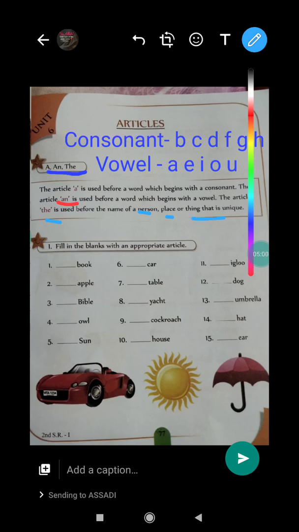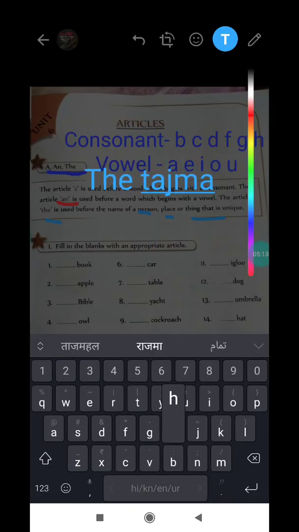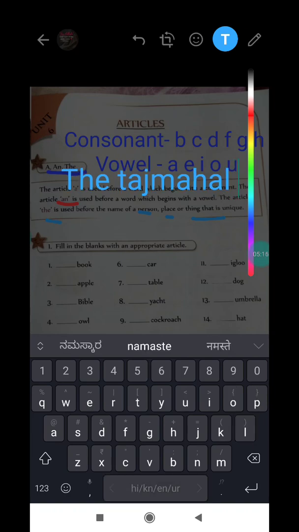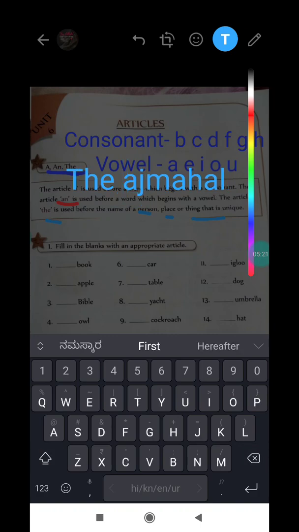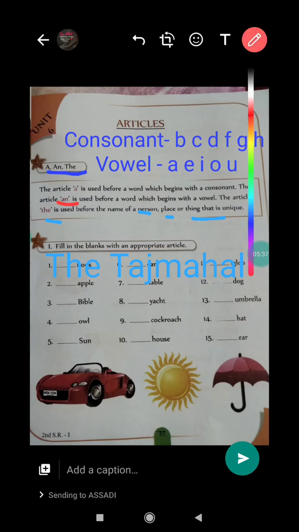Okay, if there is a particular name like the Taj Mahal, okay, the Taj Mahal. So okay, you all might know what is Taj Mahal, isn't it? Taj Mahal is a word, and it is one of the seven wonders of the world, isn't it? It is a definite word, so we will use the article before Taj Mahal.